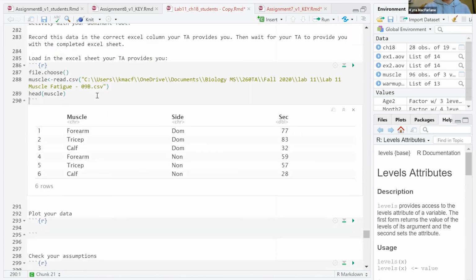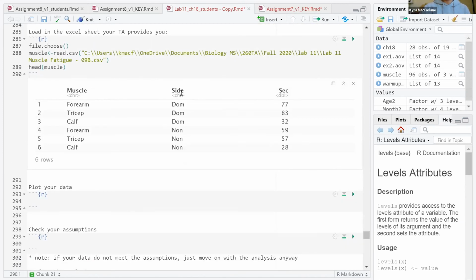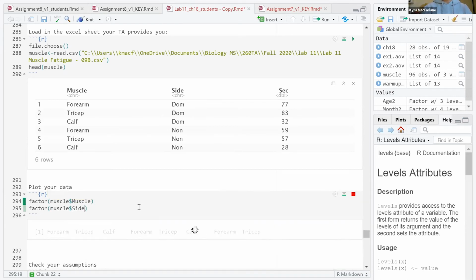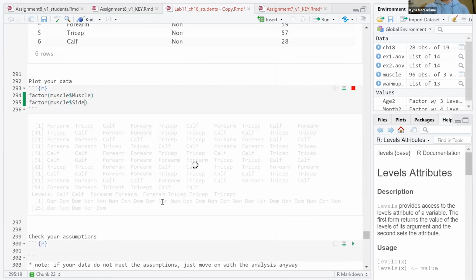All right, so looking at our data, we have our muscle group, side, and seconds. Okay, I think I got all the typos and things like that, so it should be good. Let's go ahead and do the factor thing. So muscle, dollar sign, let's look, how many categories do we have for muscle? And how many categories do we have for side? We already know, but good practice to code it out as well.